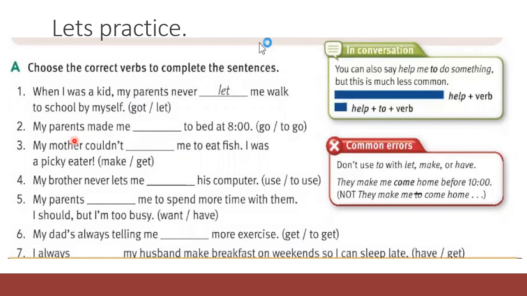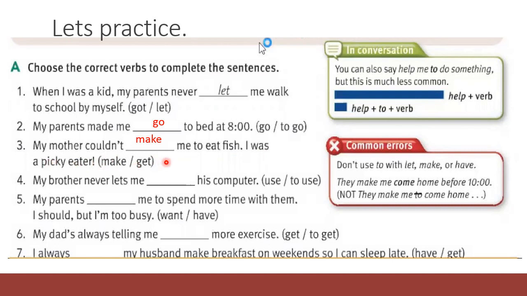Number 2, my parents made me, you have to choose between go and to go to bed at 8. So remember, make is in the first group. We don't need the preposition to, so the answer is my parents made me go to bed at 8. Number 3, my mother couldn't blank me to eat fish. I was a picky eater. So here you have to use make or get. So here we have to use make. We are forcing someone to do something. So my mother couldn't make me eat fish. I was a picky eater.